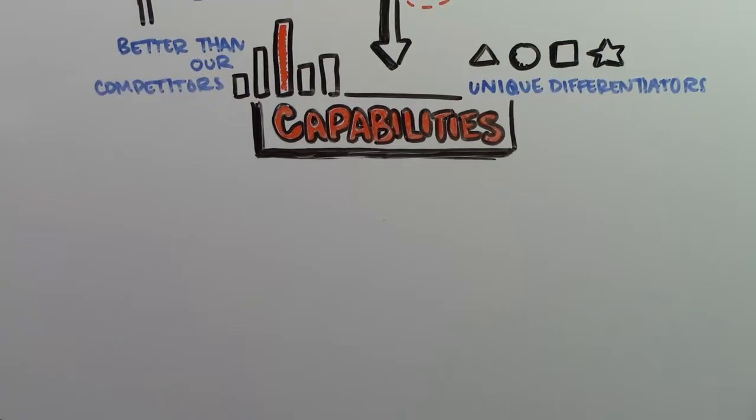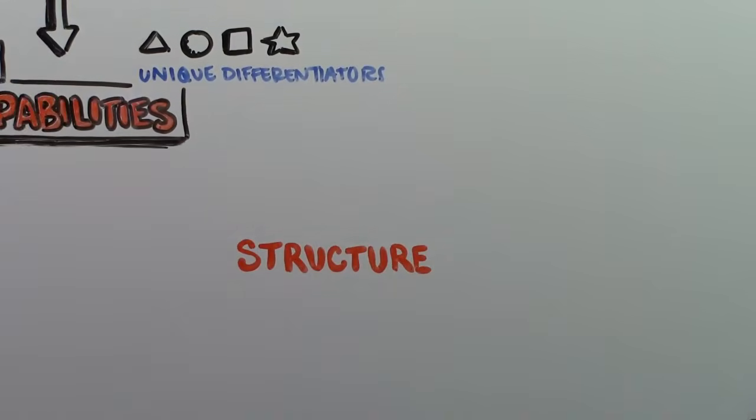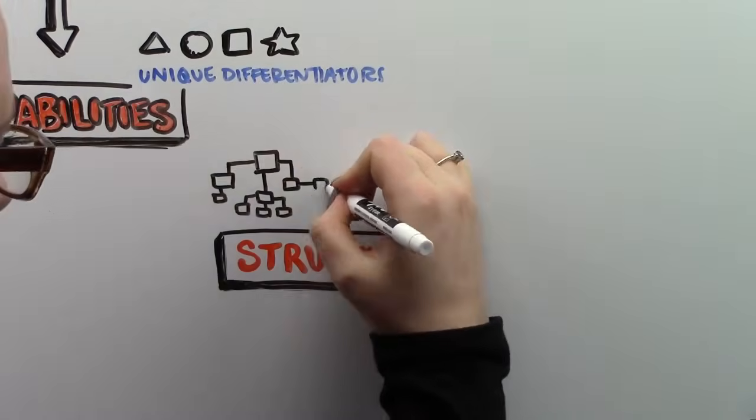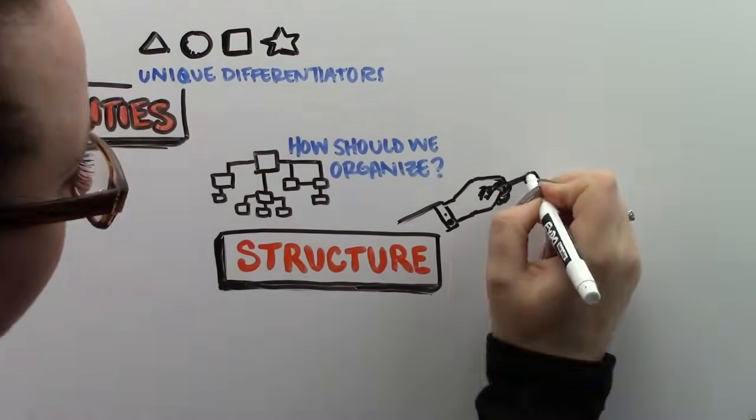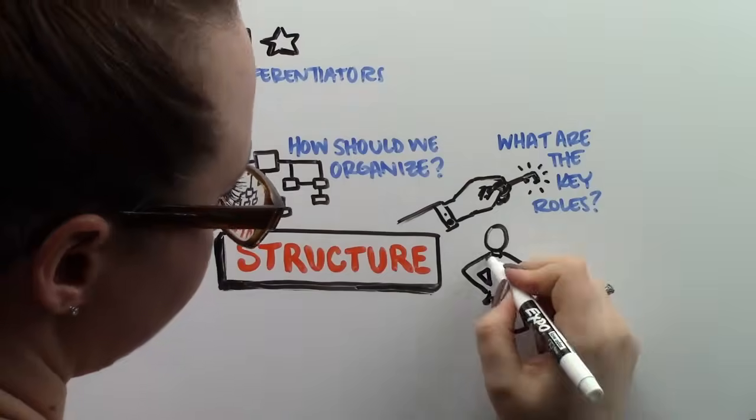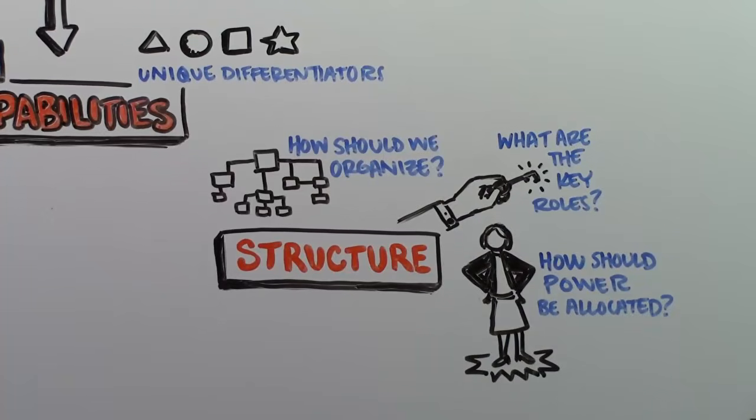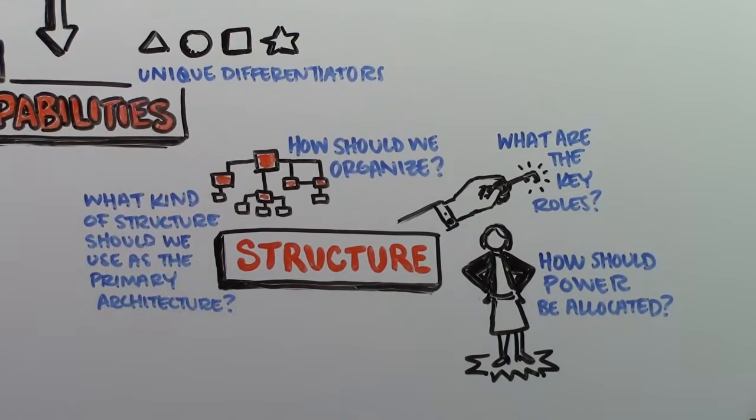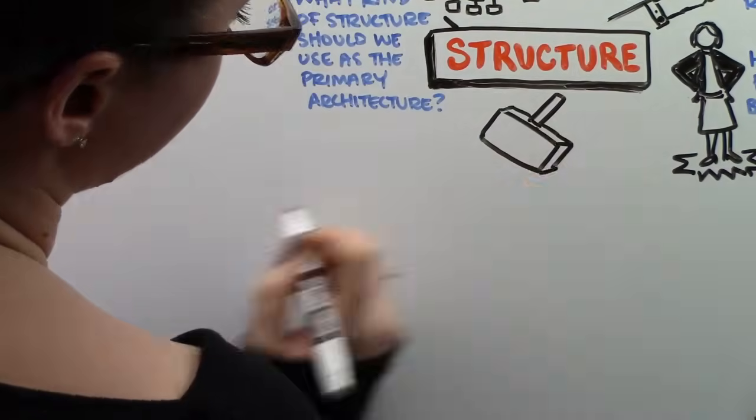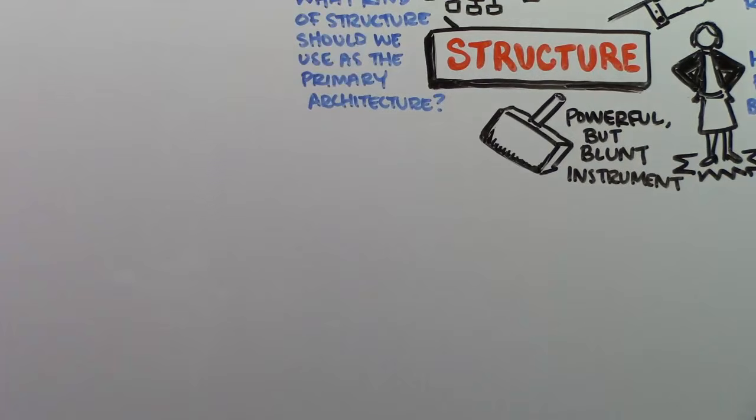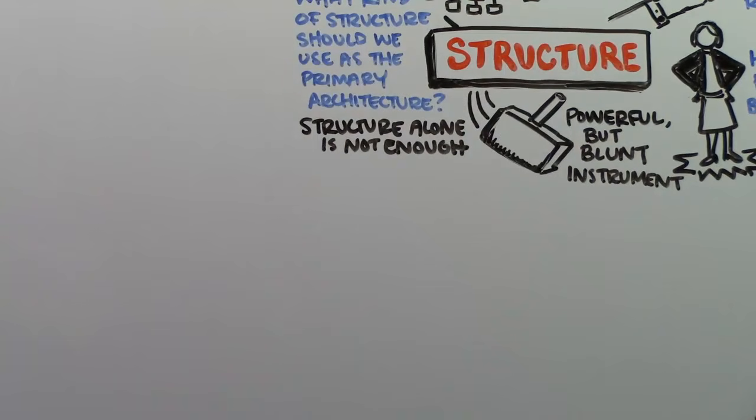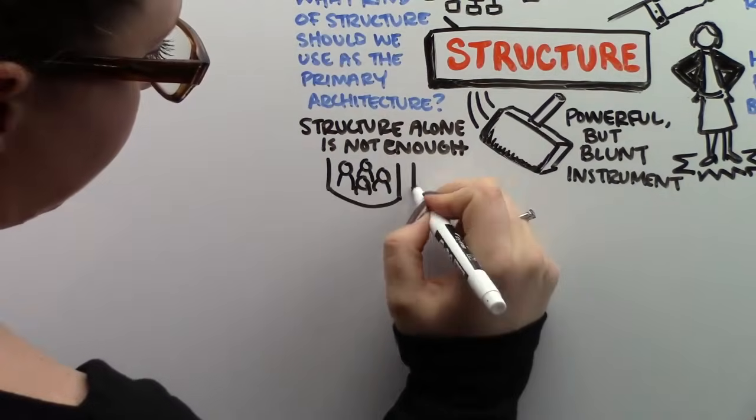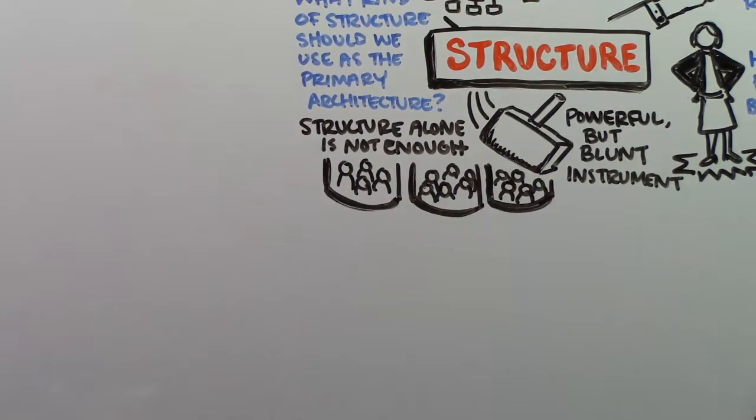Leaders have 4 tangible levers to adjust to create an aligned organization. The first is structure. How should we organize? What are the key roles? How should power be allocated? What kind of structure should we use as the primary architecture of the organization? While structure is very important, it is a powerful but blunt instrument. Structure alone is not enough. Every structure creates silos or boundaries between people working together.